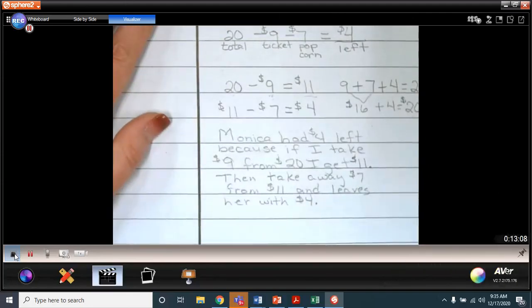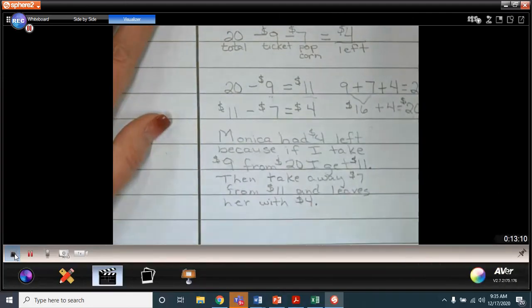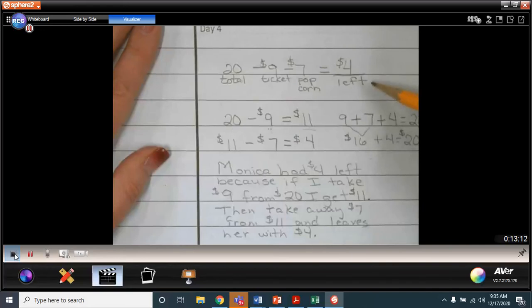And now you've shown your work, and you have a number sentence to prove your work, and you've also checked it. So that is our DMA for today.